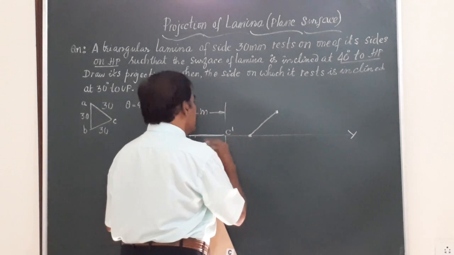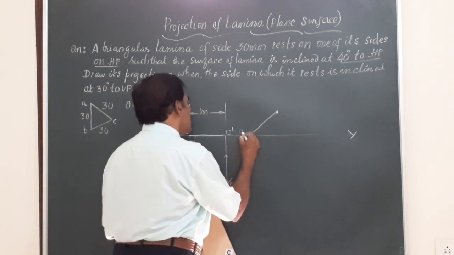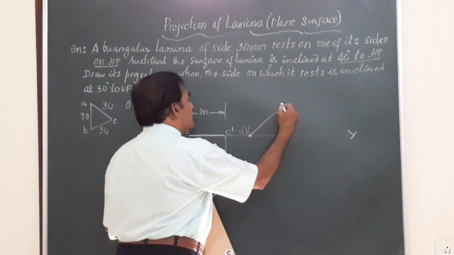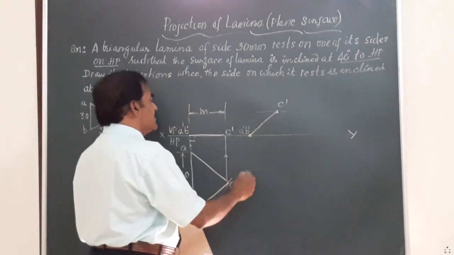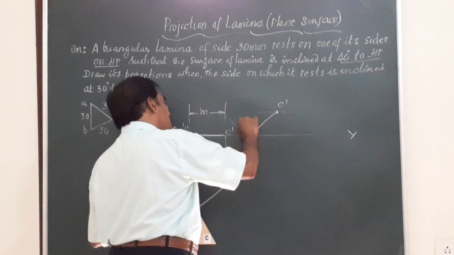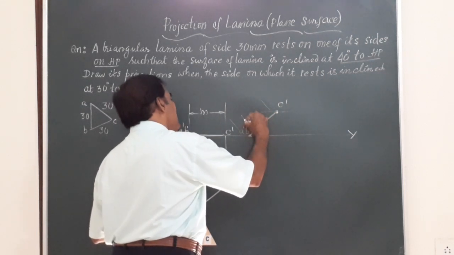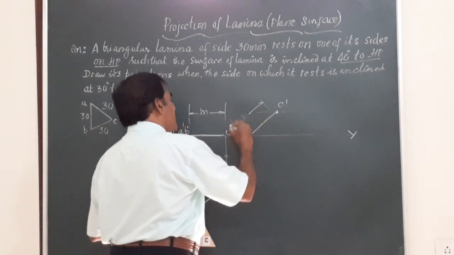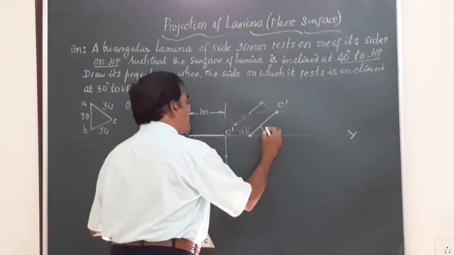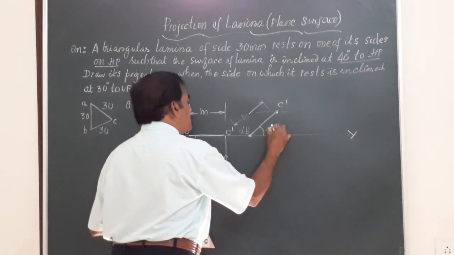I have just marked here. Mark it in the same way. This is A dash, B dash, and this point is C dash. So A dash, B dash, C dash is the front view of the line redrawn at an angle of 40 degrees to HP. So this is given in the question.